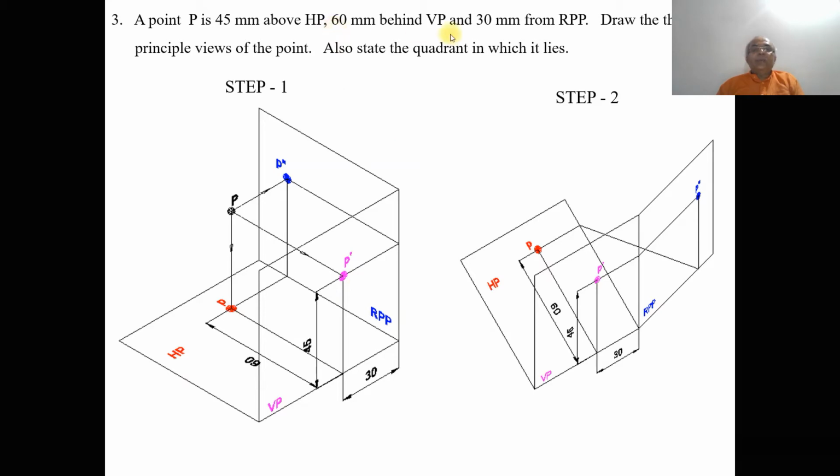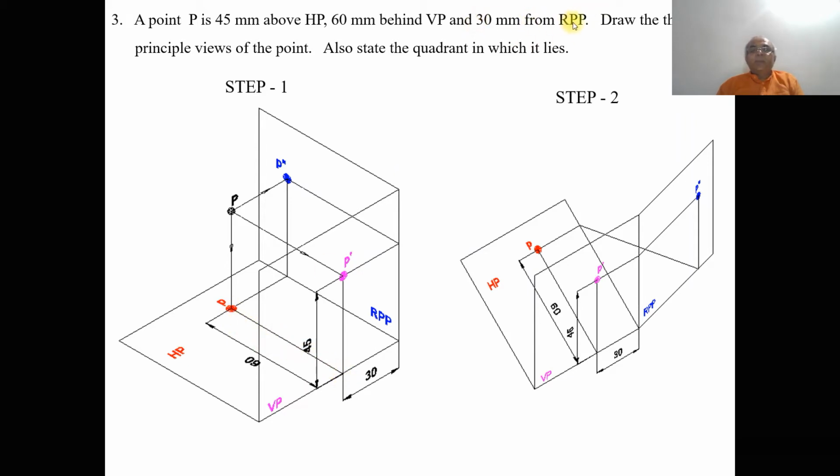And also 60 mm behind VP. When you look from the top view, I can see the distance 60 mm behind VP. When you look from the top view, it has been projected onto the horizontal plane. So this point is going to become small p. So that distance will be 60 mm behind VP.